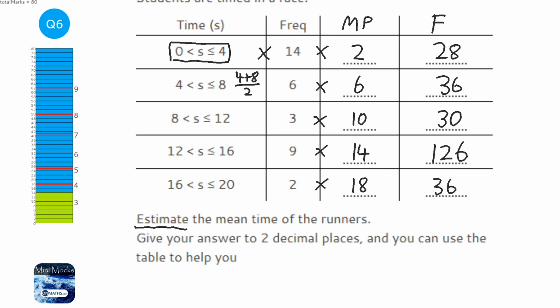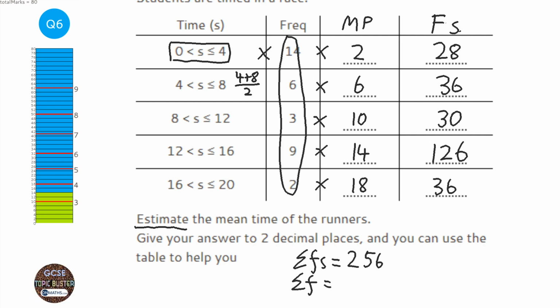And this I call the fx, although in this case we are calling the first one s, so it's the fs column. And then we need to find the sum of the fs column. So we're going to add up 28, 36, 30, 126 and 36 on the calculator, which is 256. And then we're going to sum up the frequencies, which is this column here. So 14 plus 6 plus 3 plus 9 plus 2, which is 34.